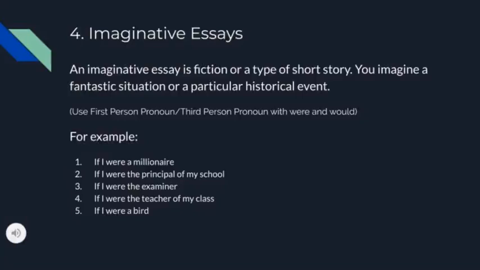Some examples: if I were a millionaire, if I were the principal of my school, if I were the examiner, if I were the teacher of my class, if I were a bird.